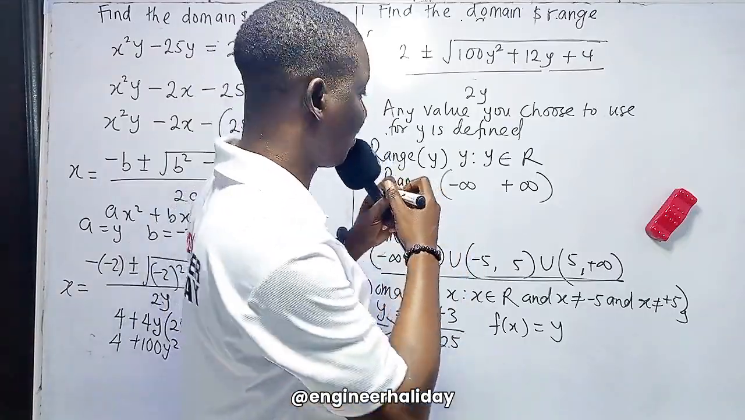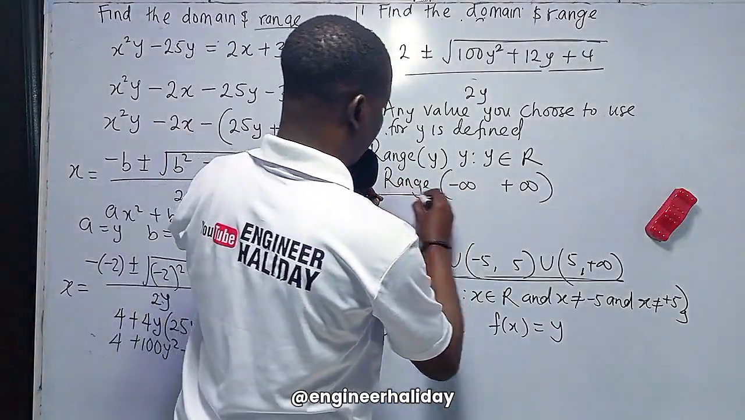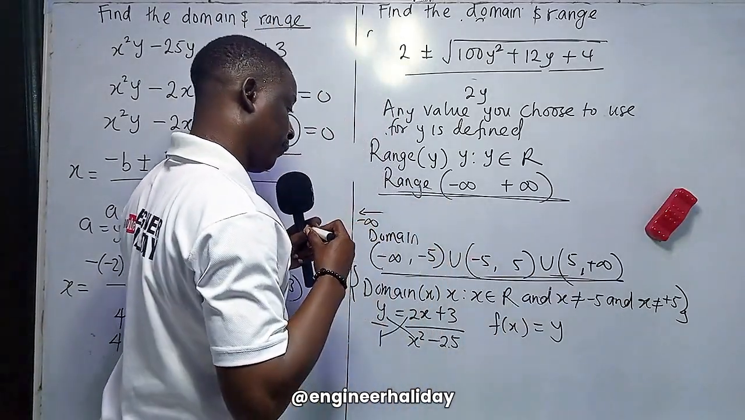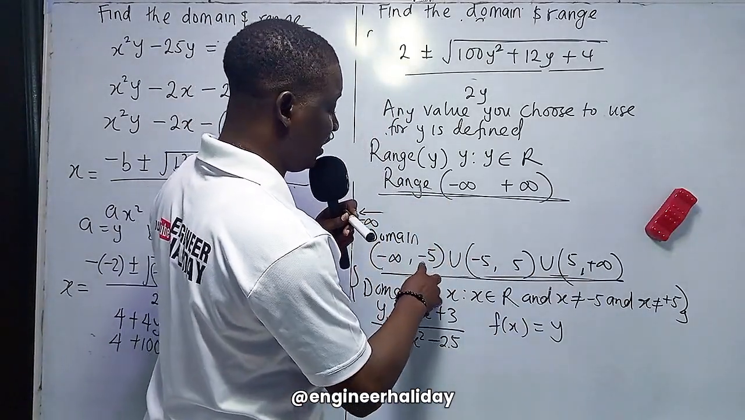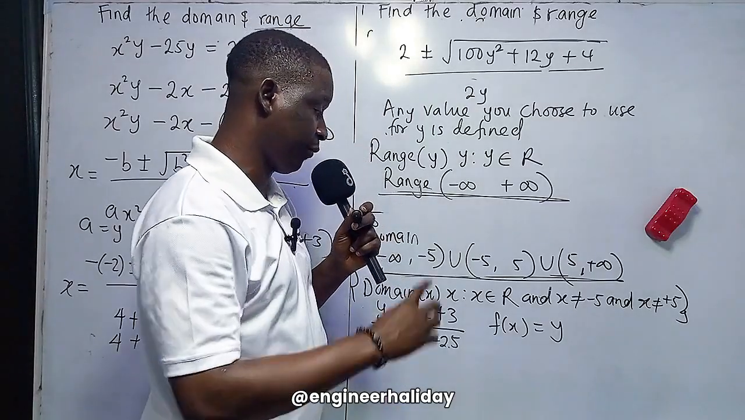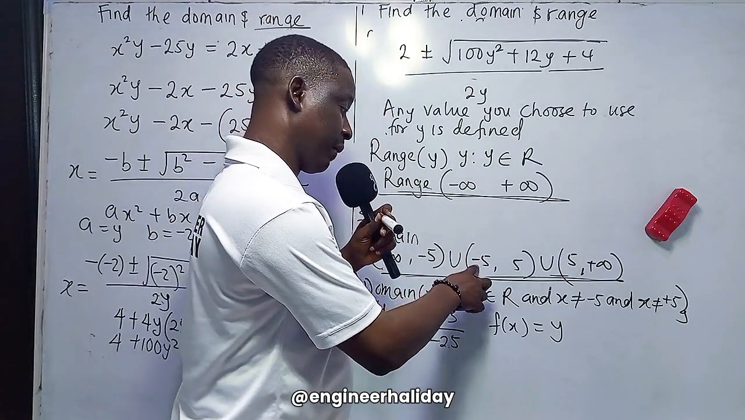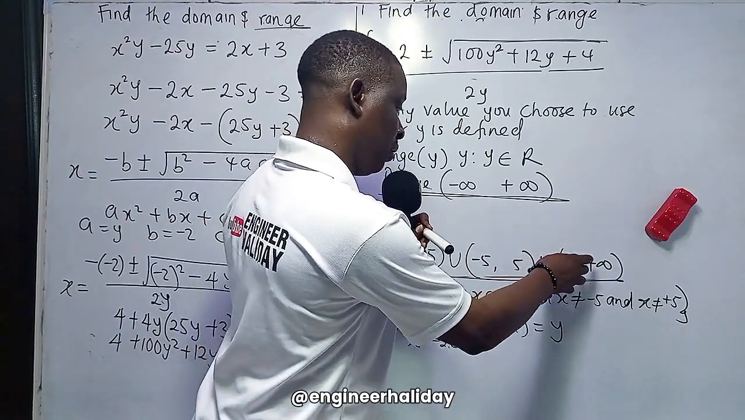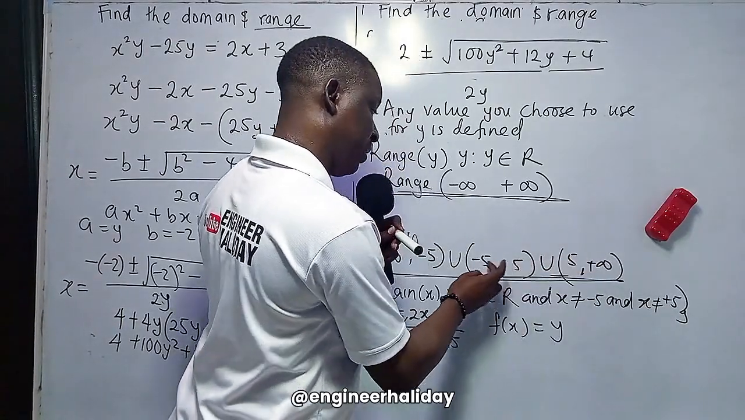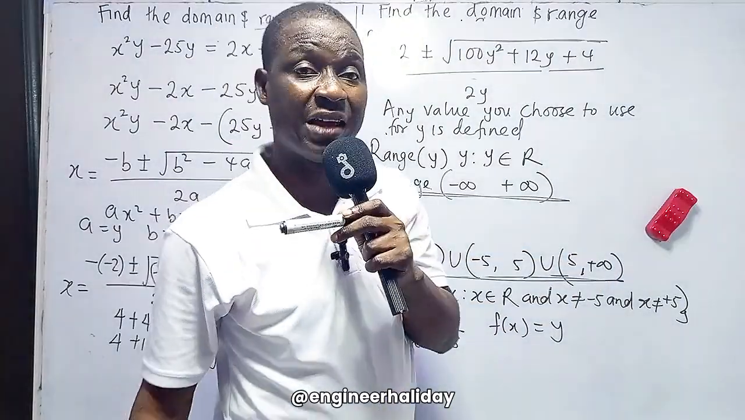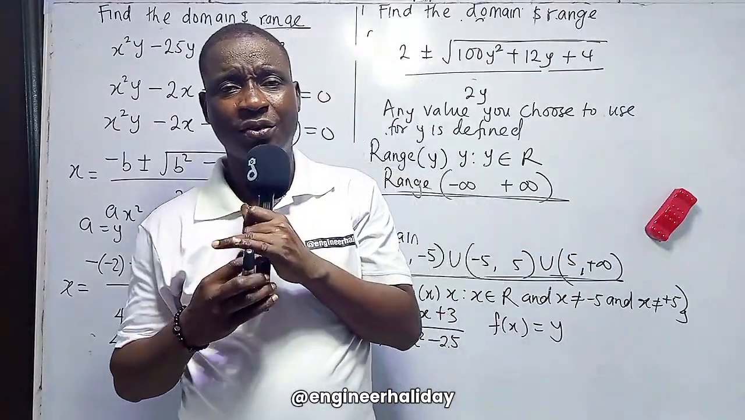Therefore, our answer for the range is all real numbers. And for the domain is minus infinity to minus 5, open bracket, that means minus 5 is not included, union minus 5 to 5, then 5 to infinity, not including 5. That means all real numbers except minus 5 and 5. I believe you get it.